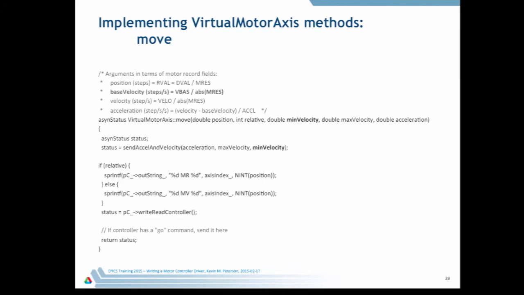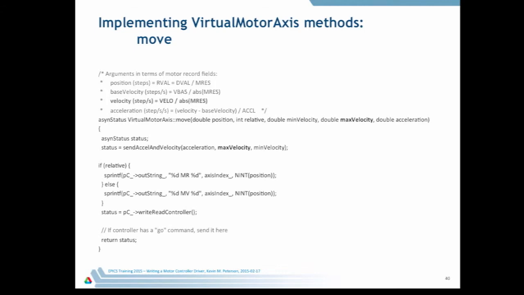The base velocity, every time it's passed, is almost always, I believe it is always, the VBAS field over the absolute value of the mres. This is important because the mres can have a negative sign. Another important thing which I did not change here is that while it's called base velocity in the motor record, in a lot of the drivers, it is referred to as min velocity in some methods and base velocity in others. And so to mentally prepare you for seeing other drivers, I did not change this to make that consistent.